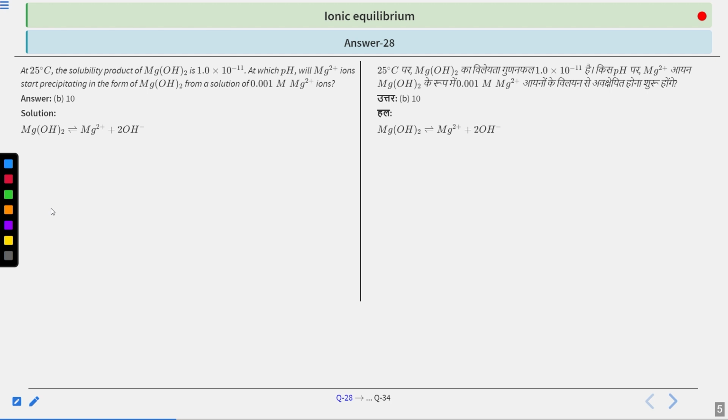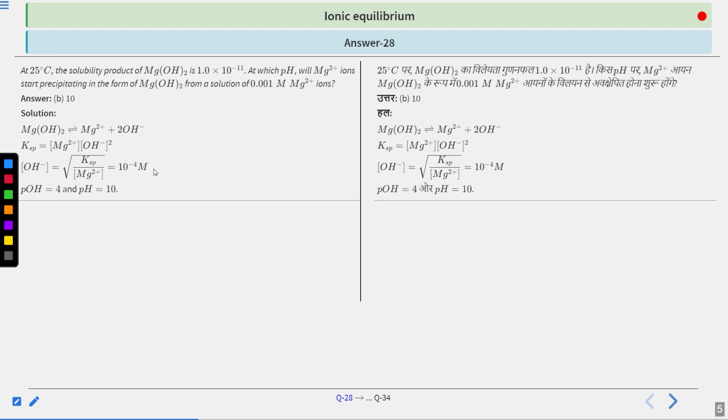We know that magnesium hydroxide will dissociate into magnesium 2+ and 2 moles of hydroxide ion. So how will we calculate Ksp? Ksp will be simply the concentration of the magnesium 2+ ion multiplied by the concentration of OH minus, that is hydroxide ion, raised to the power 2. Now, how can we calculate the OH minus concentration? We will simply take the root of Ksp by magnesium 2+ ion concentration, and that should come out to be 10 to the power minus 4 molar. If you put the values, you will get this.